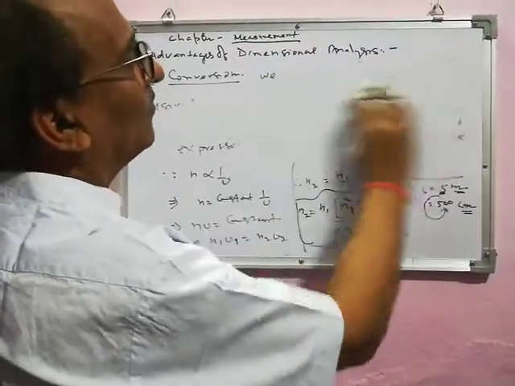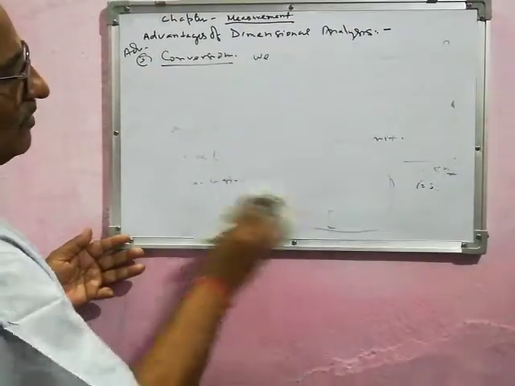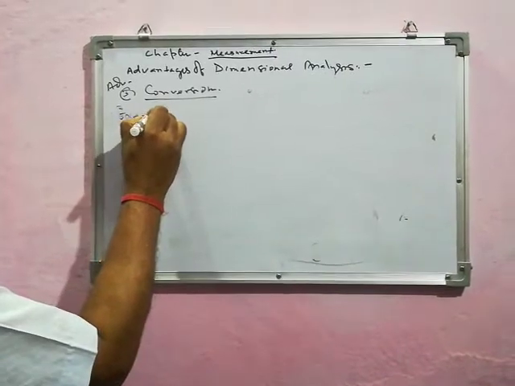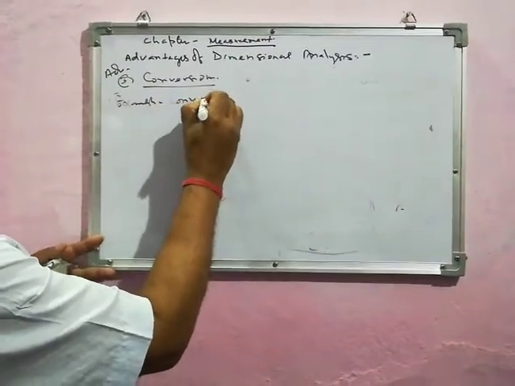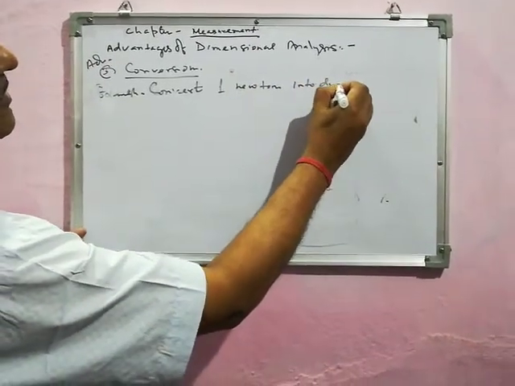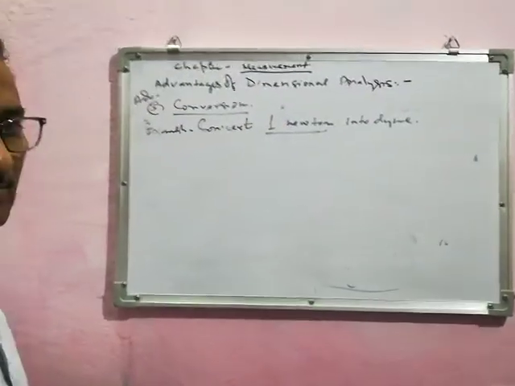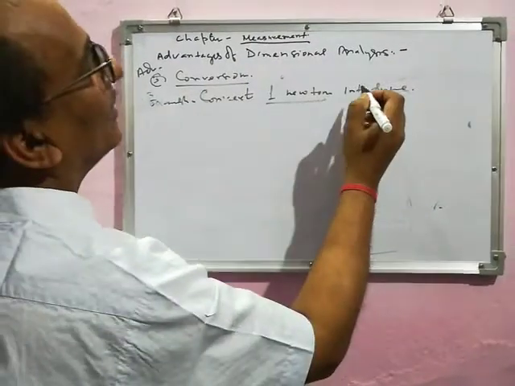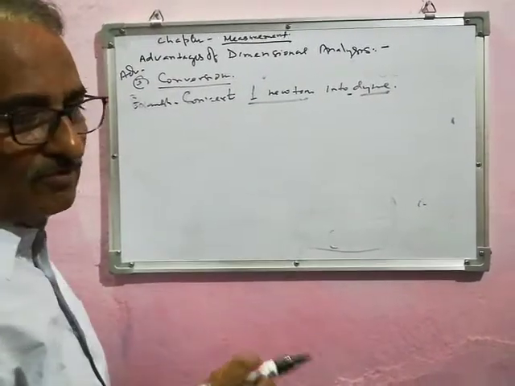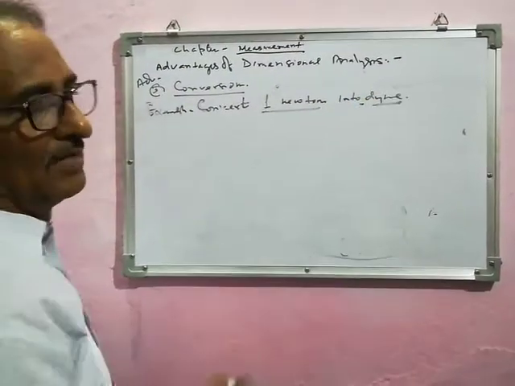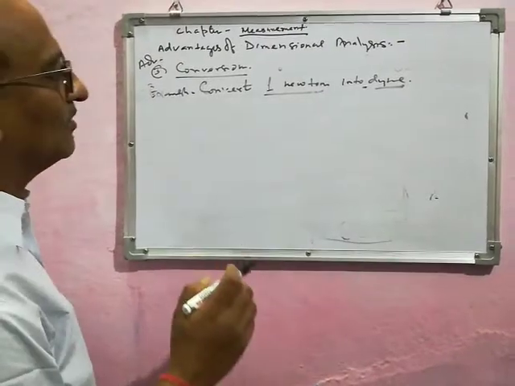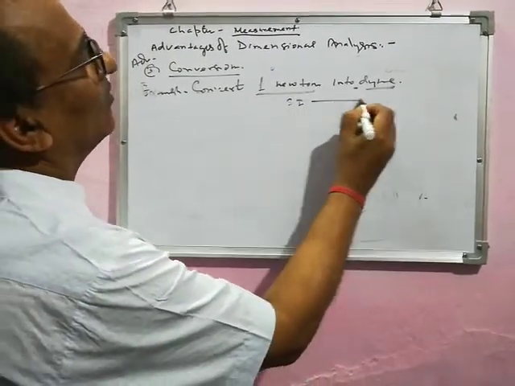So take a most common and simple example: how to convert 1 newton into dyne. Here 1 is the numerical value in the first system, newton is the unit in the first system. In the second system the unit is dyne, but the numerical value is not mentioned. It means we have to find the numerical value. It should be known to us that both newton and dyne are units of force. Newton is the unit of force in the SI system and dyne is the unit of force in the CGS system. It means you have to convert from the SI system into the CGS system.